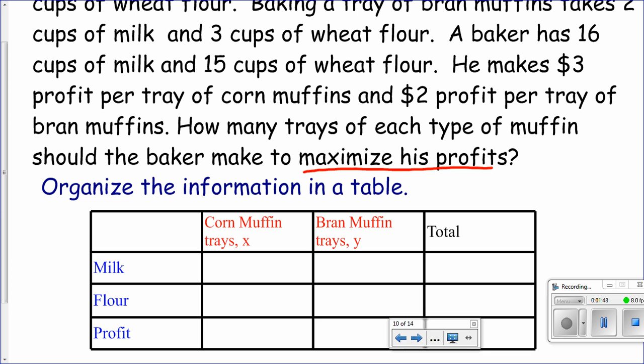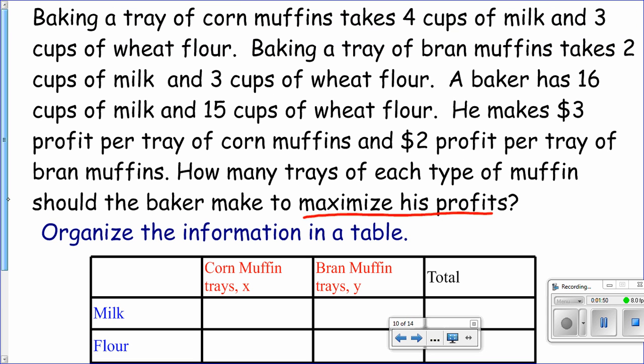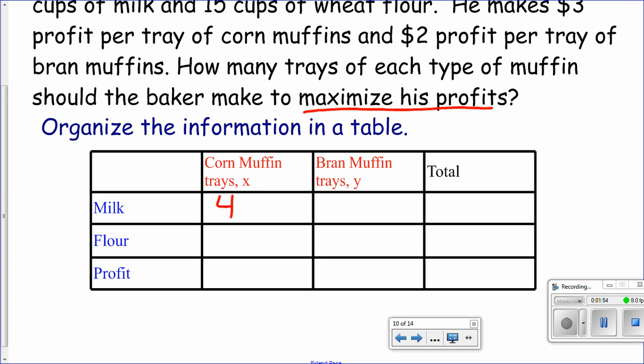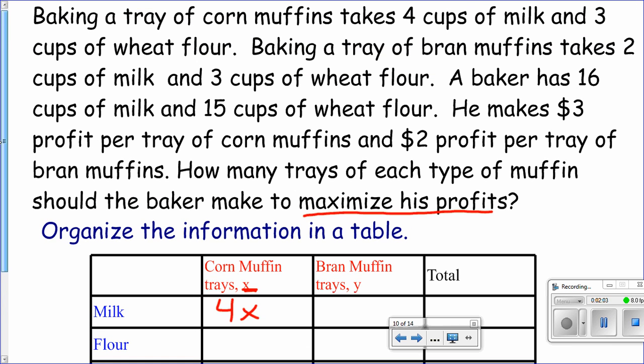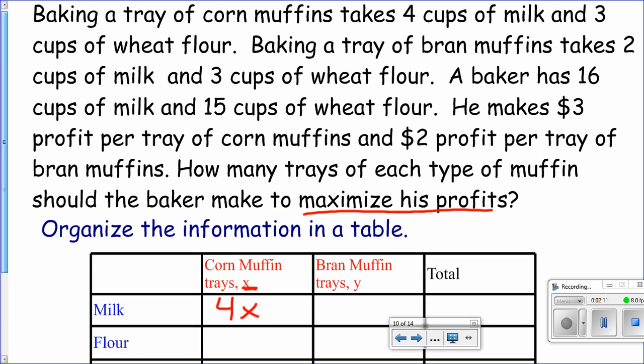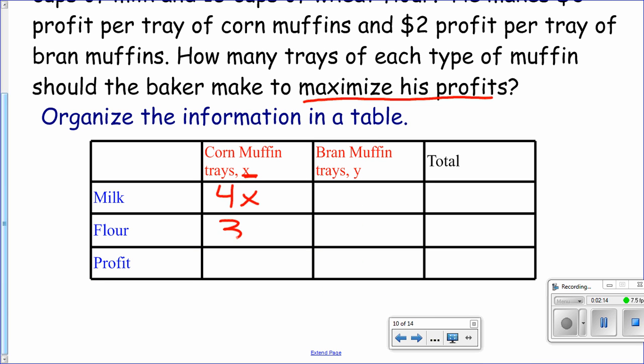Let's go back up here. Baking a tray of corn muffins takes 4 cups of milk. So 4 cups of milk, and that's per tray. And X represents the number of trays, so I'm going to have to put 4X. Okay, bran muffins. Oh, no, let's stick with corn muffins. So 4 cups of milk, and 3 cups of wheat flour. So it takes 3 cups of wheat flour, and that's per tray again, so I have to multiply it by that X.